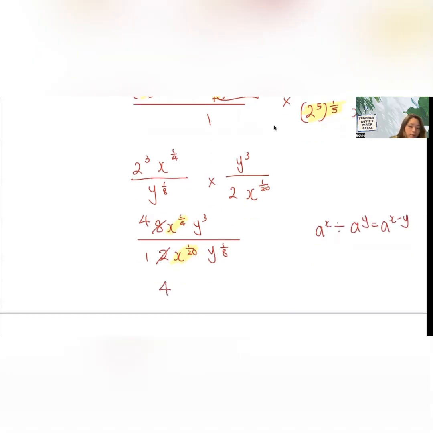So for x, 1 over 4 minus 1 over 20. For y, same thing, 3 minus 1 over 8. This gives me, for x, 1 over 4 minus 1 over 20, I'll get 1 over 5. And for y, 3 minus 1 over 8, I should get 2 and 7 over 8, which is 23 over 8. And everything is in positive index notation. This is my simplest form.